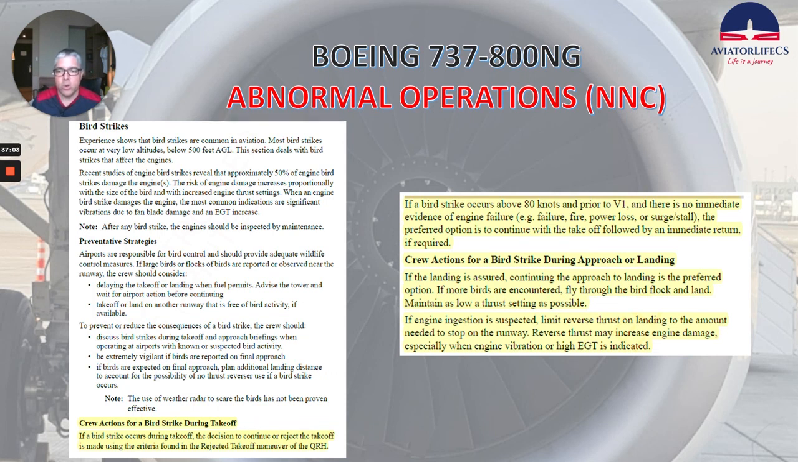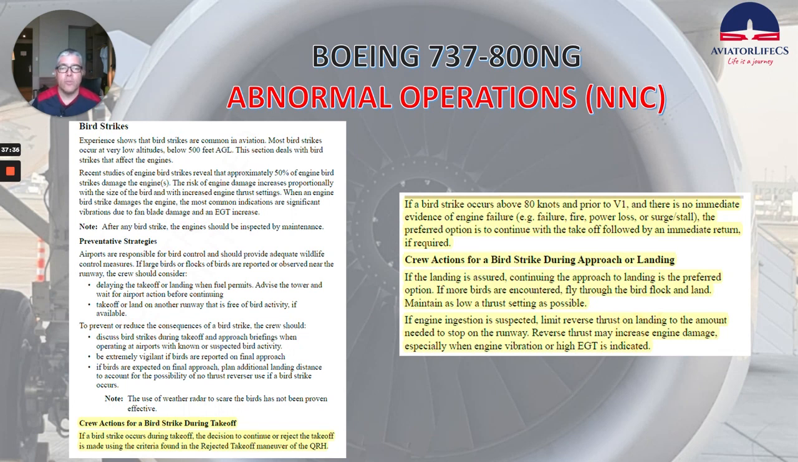If a bird strike occurs during takeoff, the decision to continue or reject the takeoff is made using the criteria found in the rejected takeoff maneuver of the QRH. If the bird strike occurs above 80 knots and prior to V1, and there is no immediate evidence of engine failure, like failure, fire, power loss, or surge or stall, the preferred option is to continue with the takeoff, followed by an immediate return, if required.